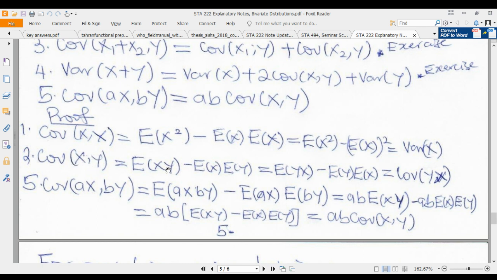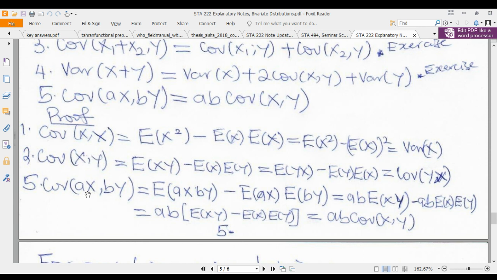Covariance of xy is the expected value of xy minus the expected value of x times the expected value of y, which is the same thing as just interchanging them. Instead of xy, you write yx minus the expected value of y times the expected value of x, which is equal to covariance of yx.